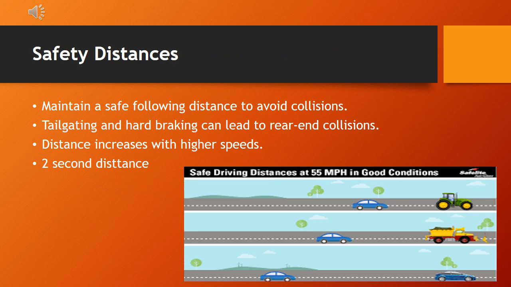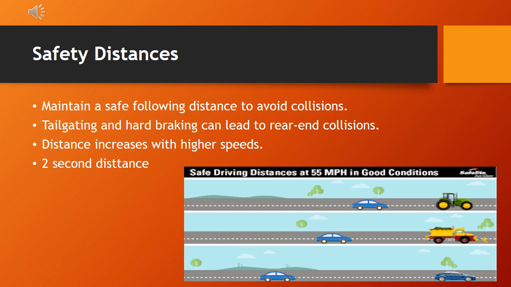It is important to maintain a safe following distance to prevent collisions, as this reduces the risks of tailgating and hard braking. It's also important to note how distance should increase with higher speeds. It is important to keep a minimum distance to the front. Too little distance is not only dangerous, but also punishable by law. Outside the built-up areas, the 2-second distance applies.